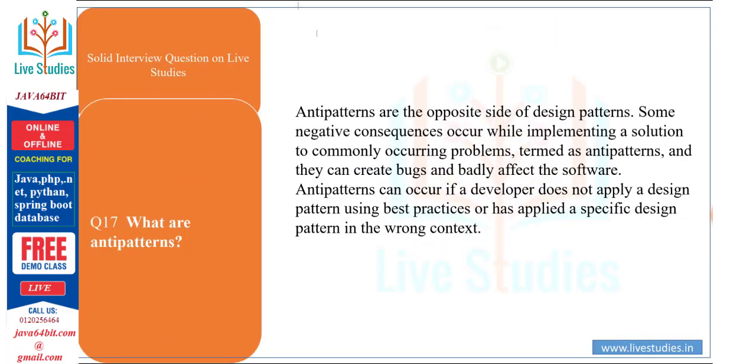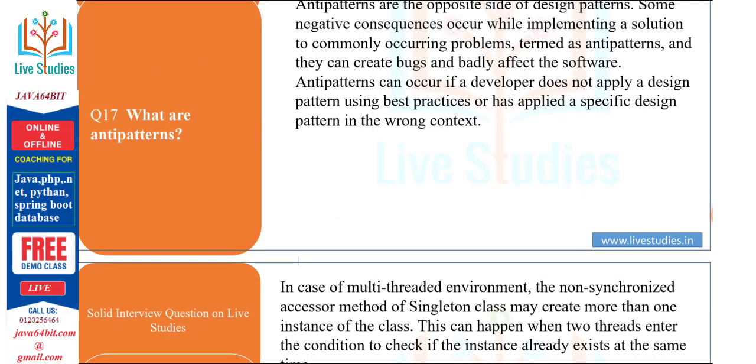Another question is, what are anti-patterns? Anti-patterns are the opposite side of the design pattern. Some negative consequences occur while implementing a solution to a commonly occurring problem, termed an anti-pattern, and they can create bugs and badly affect the software. Anti-patterns can occur if a developer does not apply a design pattern using best practices, or applies a specific design pattern in the wrong context.